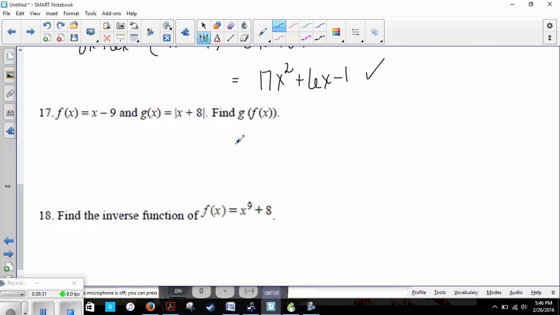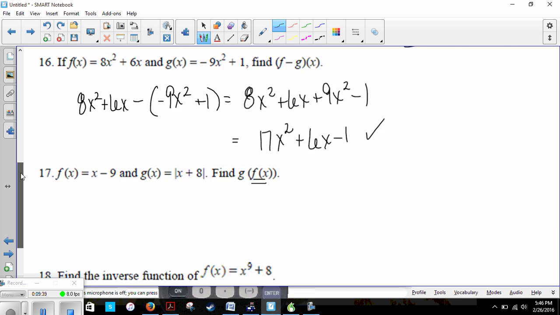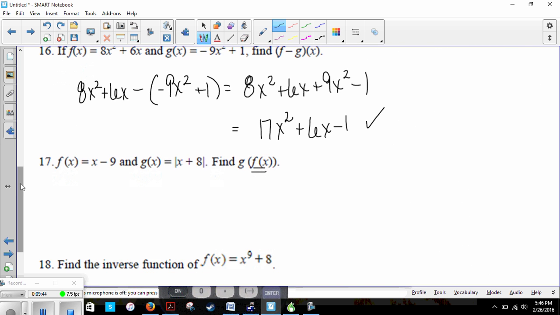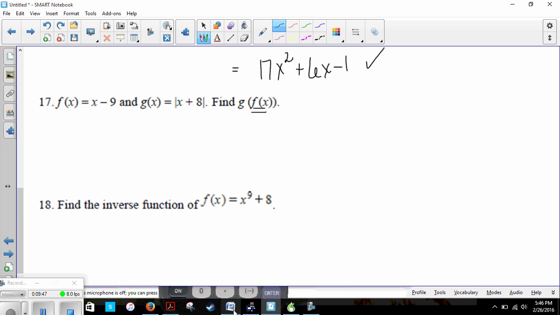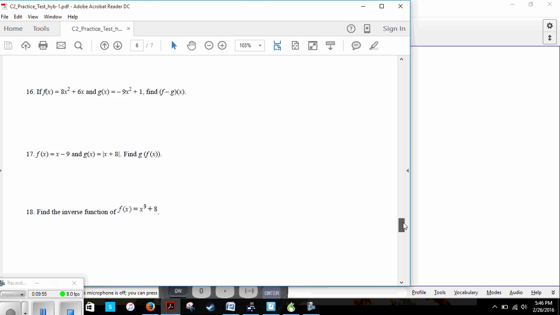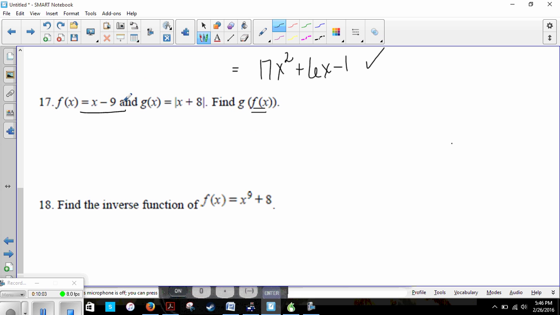17 is another way that you can write a composite. This says take f and put it into g. It actually says g of f of x, just written in a different way than what we saw in number 15. In 15, they use the little open dot, g of f of 3, or g of f of x. This is the same exact thing. Take f, plug it in to g. So I'm going to take f, and anywhere I see an x here, I'm going to plug that in. So g of f of x.